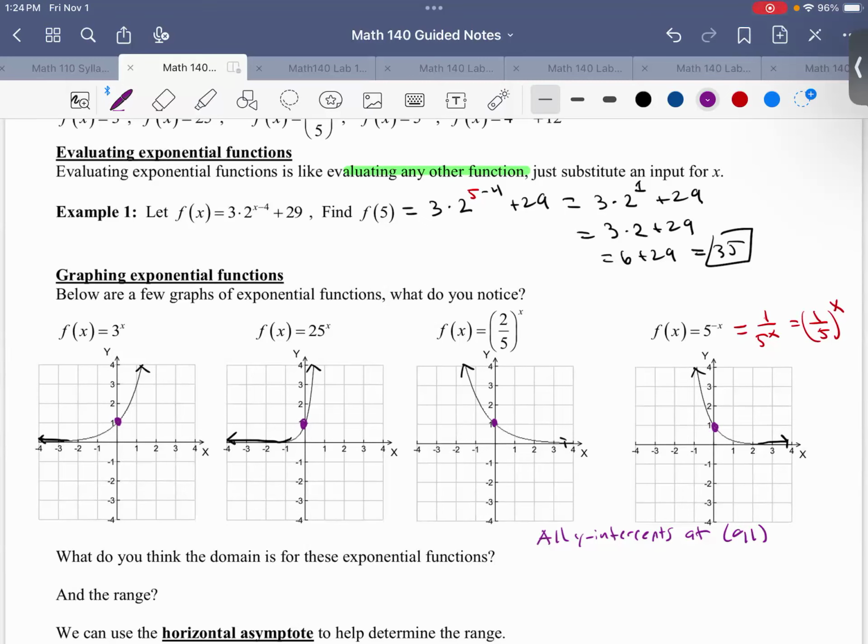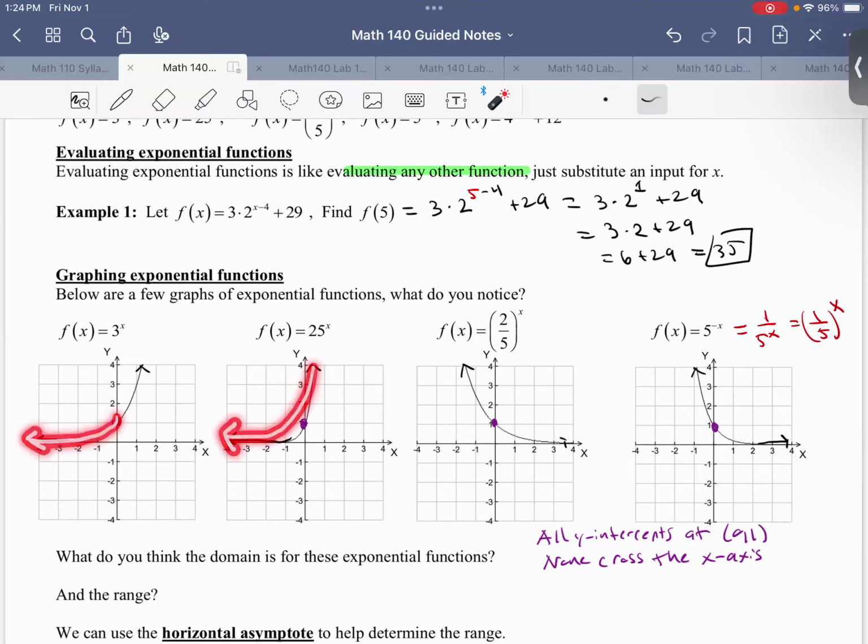And another thing that we notice is that none cross the x-axis. None of these cross, and they get very close to the x-axis. They get infinitely close to it as the function goes on forever, but they never cross it. They just get very, very close to the x-axis. So that is a main theme about exponential functions.